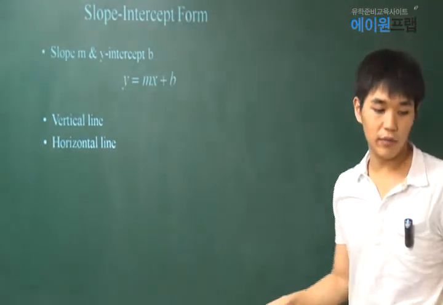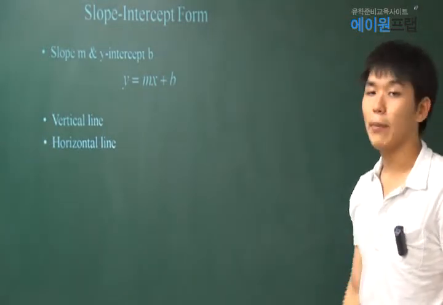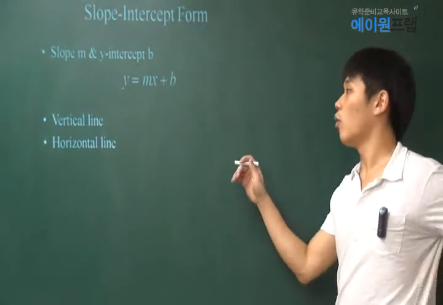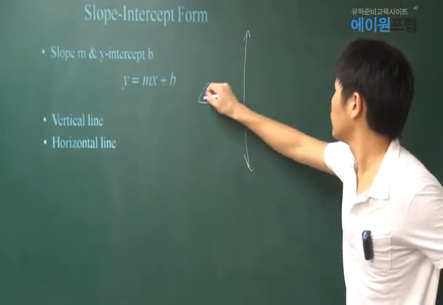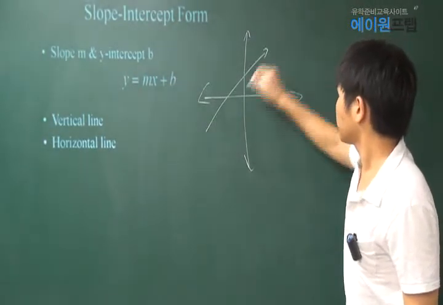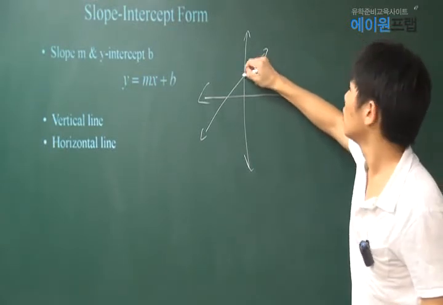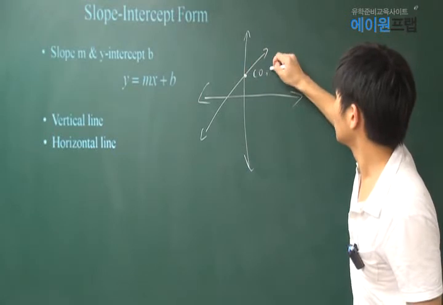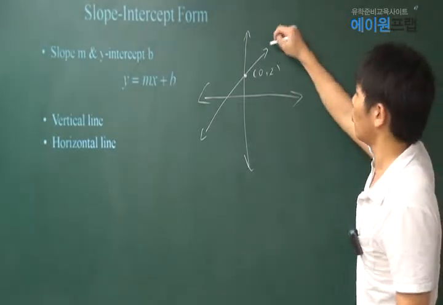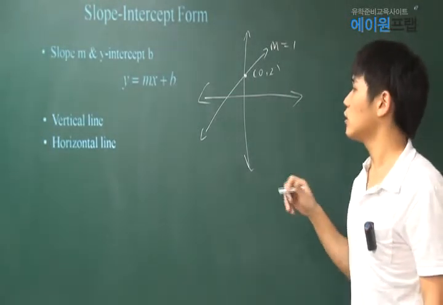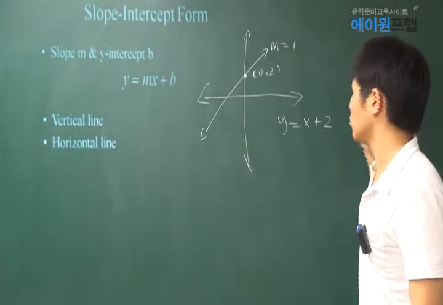Okay, next form is the slope-intercept form, okay? Another common form of linear equations, when you have slope m and y-intercept b, we can write the equation as y equals mx plus b. Okay, so if I had a graph, okay, so let's say, remember it's the y-intercept, so it meets here. Say this point is (0, 2). Again, y-intercepts have value of x equals 0, so (0, 2). And let's just say the slope is 1. Okay. So in this case, we could write this equation as y equals x plus 2.